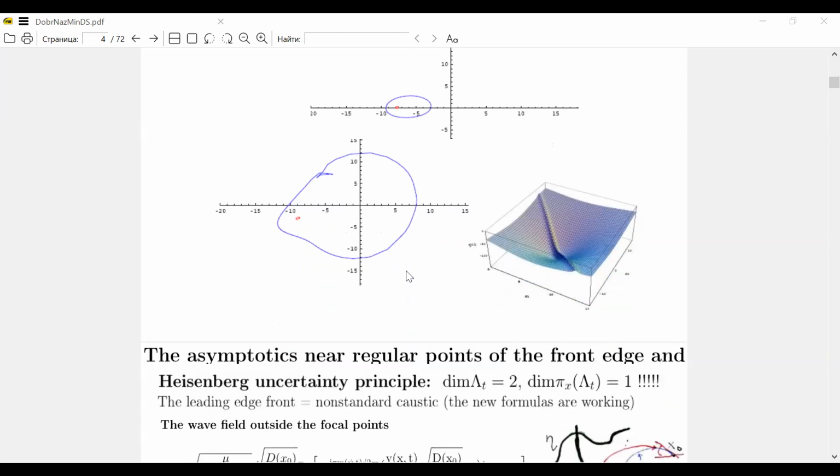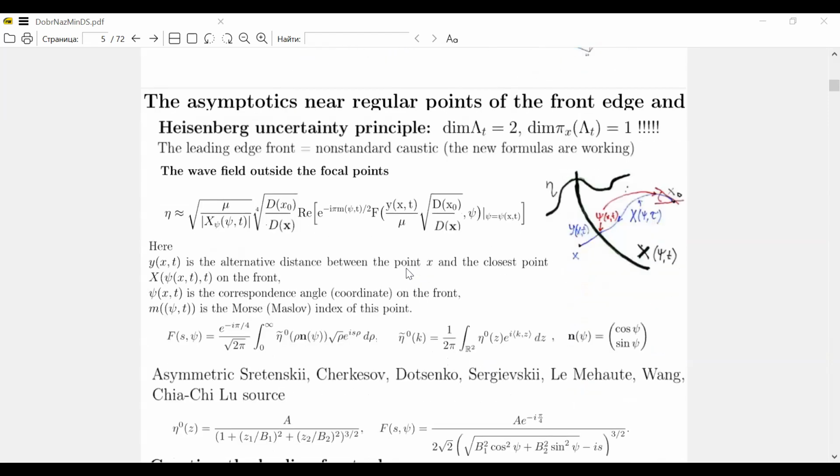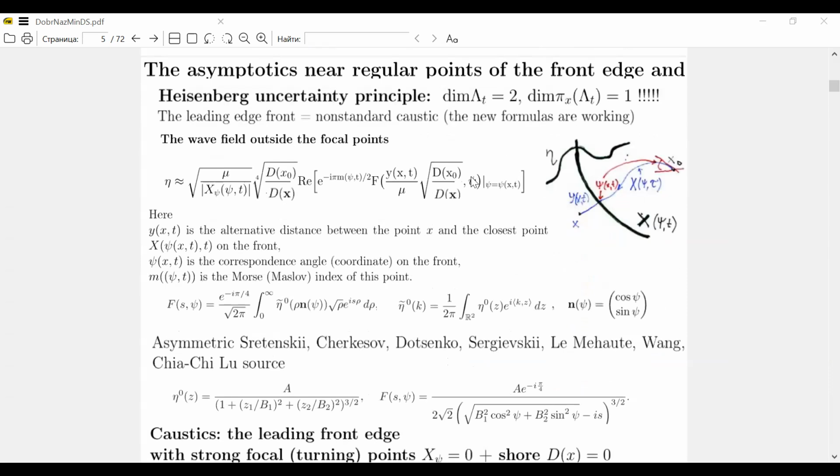Maslov canonical operator. And what I would like to do now is just present some simple, effective formulas, which were obtained several years ago, maybe 10 years ago, but we used some special tricks. Now we see that actually this formula is no more than a realization of the Maslov canonical operator, but in a special case. What is the special case?